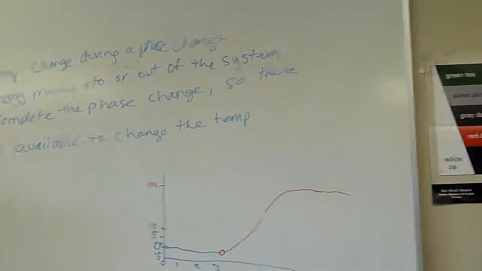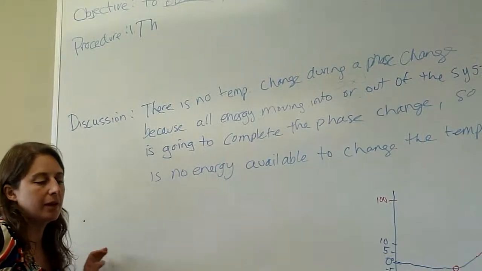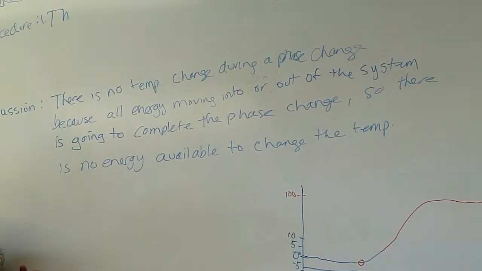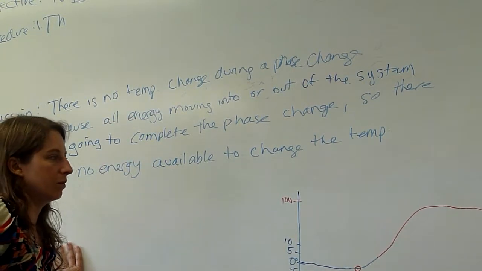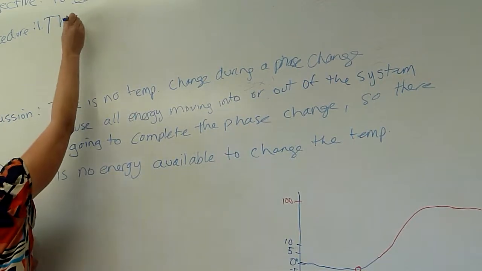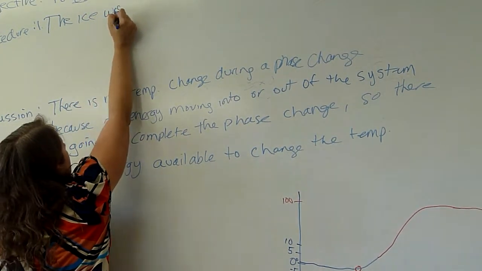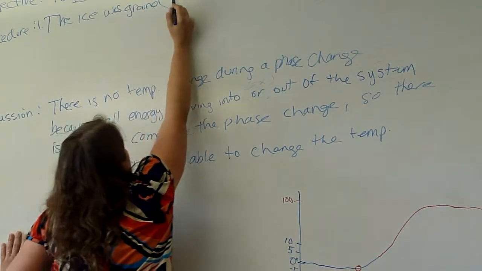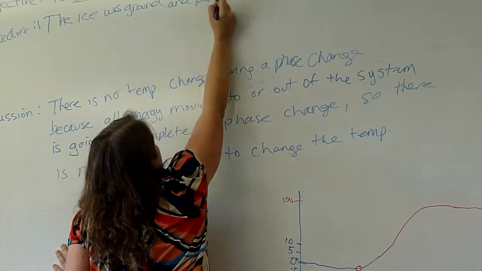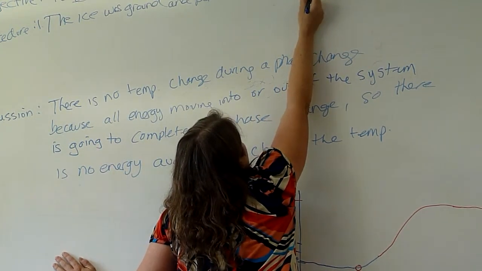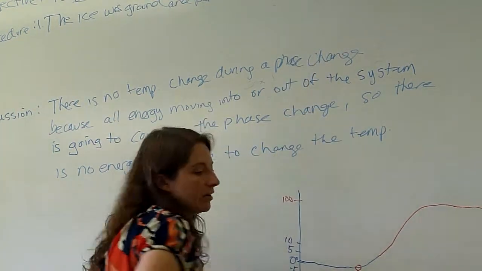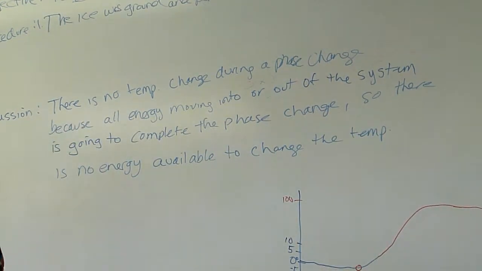You want your procedure to be in numbered steps. That's the only real part of the lab that you're going to have numbered steps. For the materials, you can just make a list. If they're numbered, that's fine. If they're not, if they're just like a list in a row, that's fine too. The ice was ground and put in a beaker with some water. During the procedure part, you never have to explain why you did something or make observations about what that looked like. It's just literally what you did, not why or how or anything.